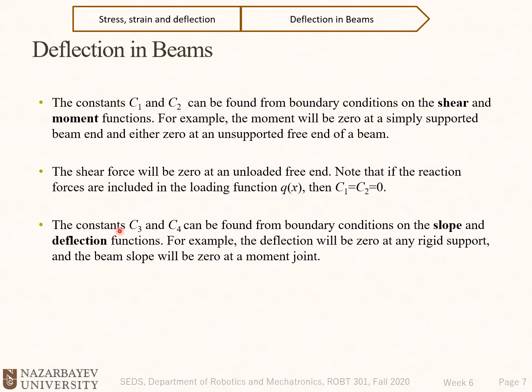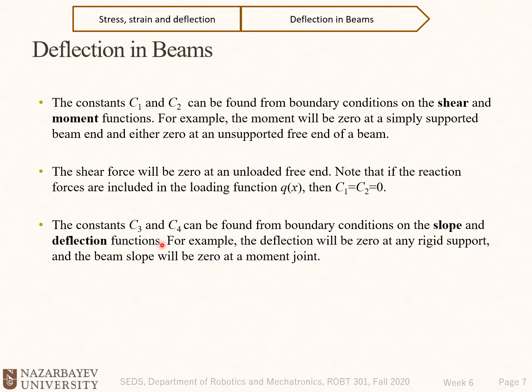The constants C3 and C4 can be found from boundary conditions on the slope and deflection functions. For example, the deflection will be 0 at any rigid support, and the beam slope will be 0 at the moment support. So what is a rigid support? For example, a simple support or a roller support. We know that deflection on supports is 0.